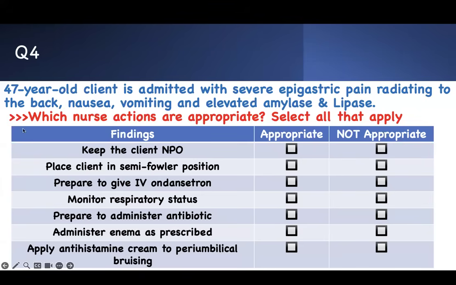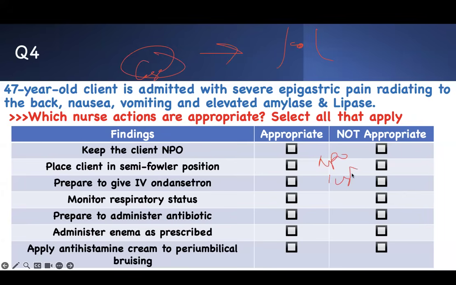I've given you this like a case study. Instead of giving you a full case study, I just summarized the buzzwords. Patient has epigastric pain that goes towards the back. Now he has nausea, vomiting, and what? Elevated lipase and amylase. What do you think? Make a diagnosis. When you combine all these buzzwords, you know that this is what? Acute pancreatitis. It's a GI problem. Every GI problem, you've got to make them NPO.